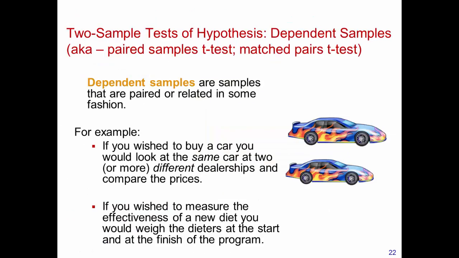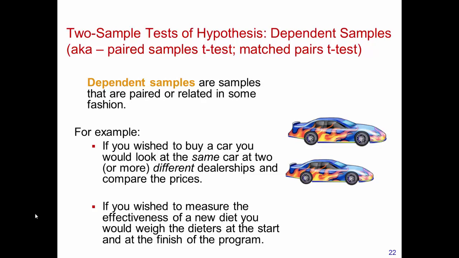The dependent samples t-test is also sometimes called the paired samples t-test or the matched pairs t-test, and it involves groups of samples that are paired or they're related in some way, in some form. So if you're looking to buy a car, you would look at the same car at 2 or more different dealerships and compare the prices. That's one example of a paired samples or dependent samples t-test scenario. And another example that's a little more healthcare related is if you wish to measure the effectiveness of a new diet, you'd weigh the dieters at the start and the finish of the program.